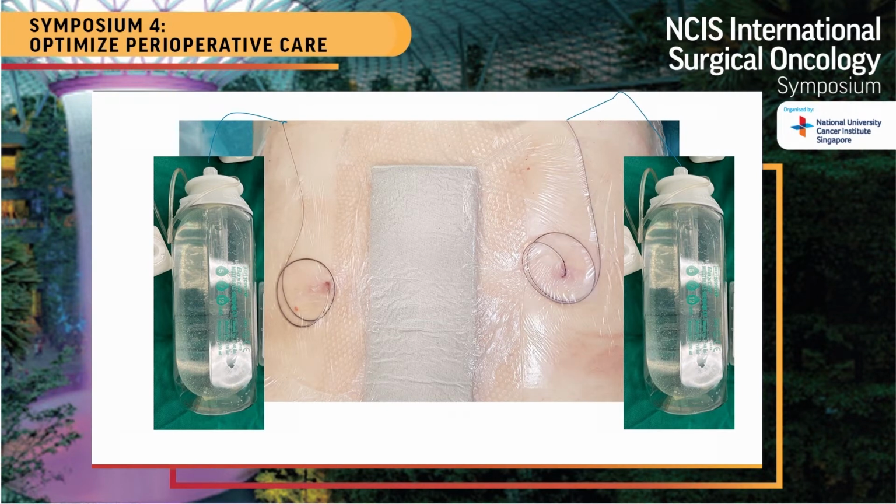Okay, so to give everyone an overview of what we did, this is what the entire setup looks like. We used ropivacaine 0.2% filled into an elastomeric pump that will deliver local anesthetic at a preset rate into the pre-peritoneal space via epidural catheters.